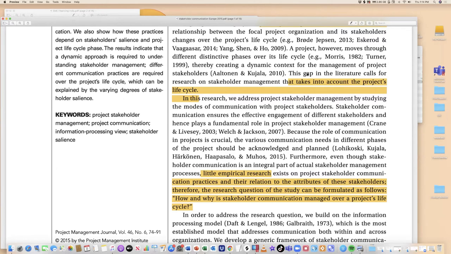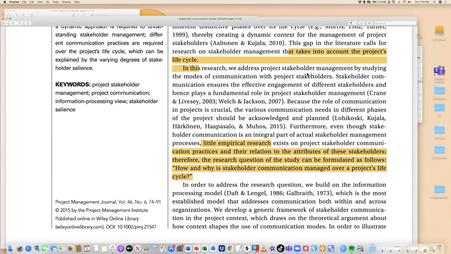So the gentleman who asked, can I combine gaps? This is how you combine gaps and lead to a research question or a research purpose for your study. Do you understand it? Then he is now coming to the theoretical gap. In order to address the research question, we built on the information processing model, which is the most established model that addresses communication within and across organizations. Now listen very carefully. Whenever you choose an area of research, every person you present your work to will ask you why you didn't choose the most established model to do the work.